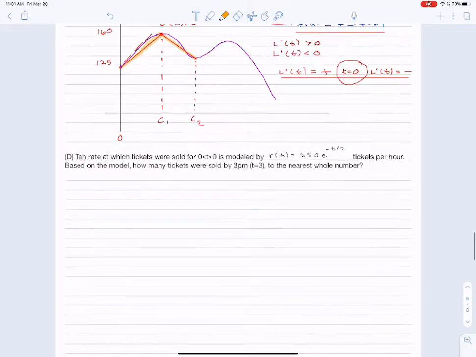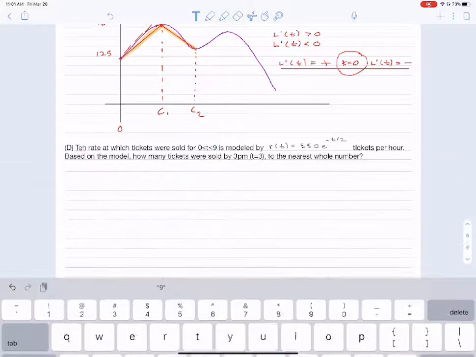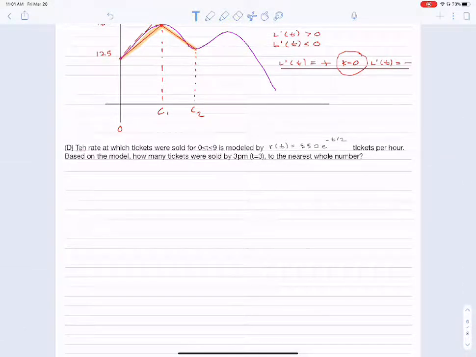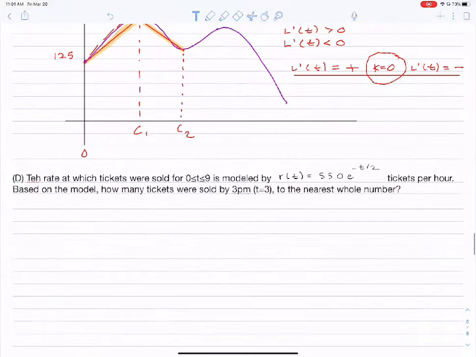What is D? The rate at which tickets were sold from time 0 to 9 is modeled by that function, which represents tickets per hour. Based on the model, how many tickets were sold at time 3 p.m. to the nearest number? So I liked it before, so let's do this again.